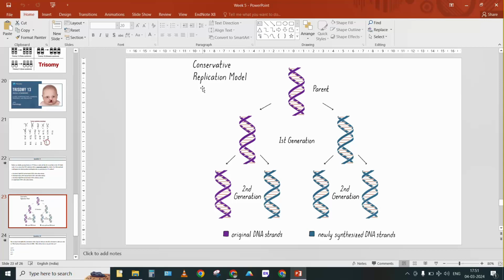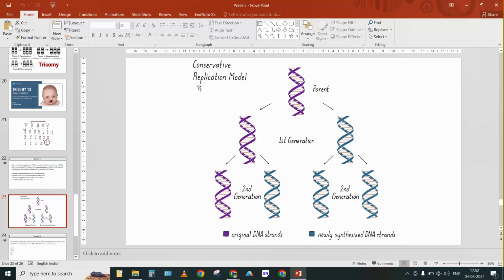So this conservative replication model suggests that after replication, one of the resulting DNA molecules is composed entirely of the original strands, while the other is composed entirely of newly synthesized strands. Therefore, the two DNA molecules formed during replication would have different densities due to the isotopic difference. In purple, it's original DNA strands, and in blue, it's newly synthesized DNA strands.